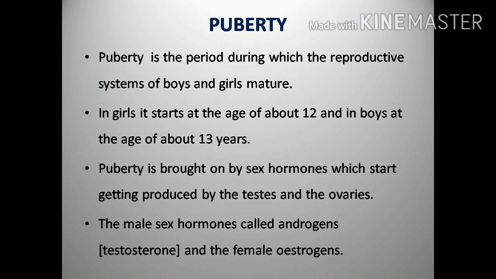The separate sex hormones in boys and girls start getting produced by the testes and the ovaries. The male sex hormones are called androgens, and the example of that hormone is testosterone. Especially in boys, testosterone brings the secondary sexual characteristics, and the female ones are called estrogen. Estrogen brings the secondary sexual characteristics in girls. These hormones are activated by the follicle stimulating hormone, that is FSH, produced by the pituitary gland.